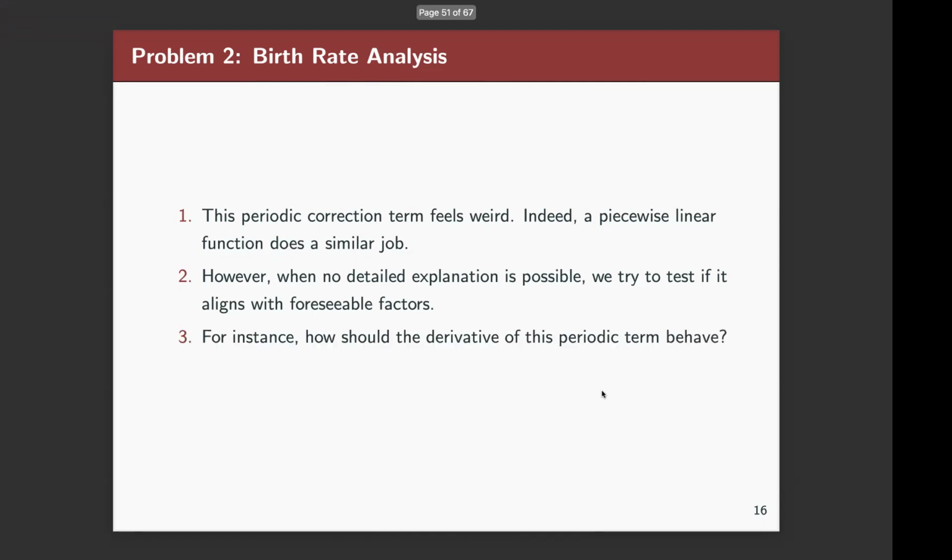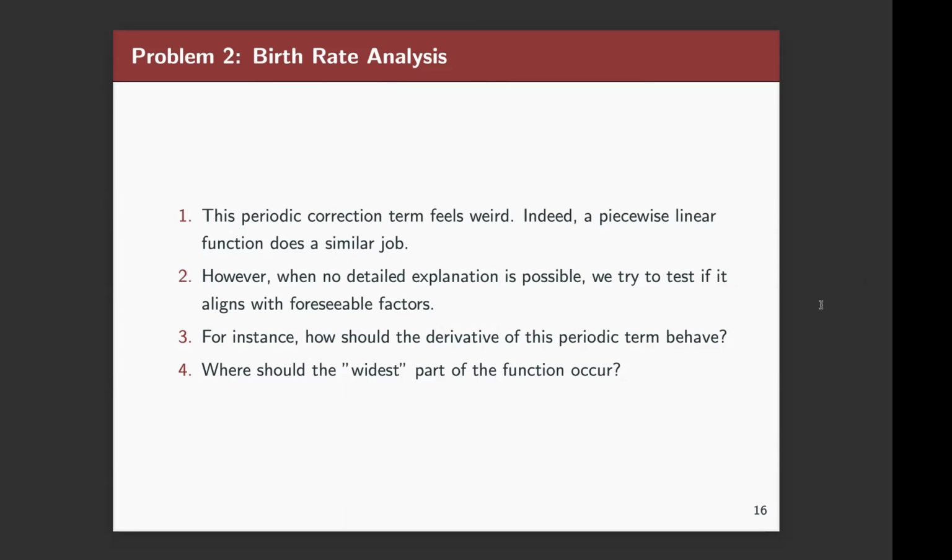Now this PowerPoint is kind of broken. But for instance, how should the derivative of this periodic term behave? And where should the widest part of the function occur, as we've just said?